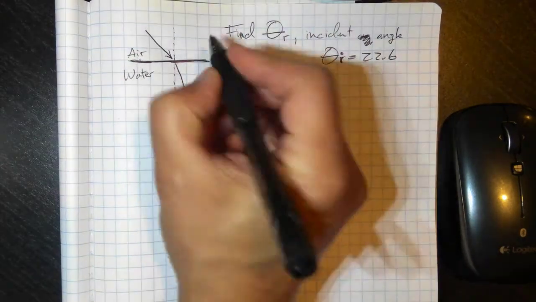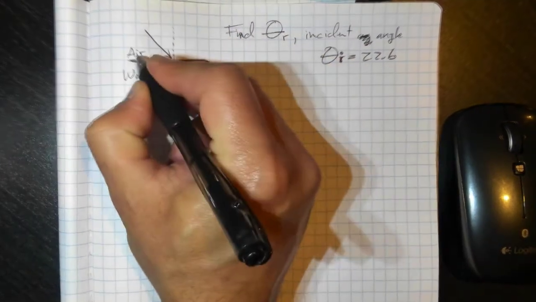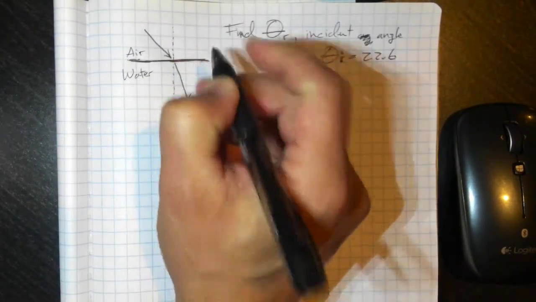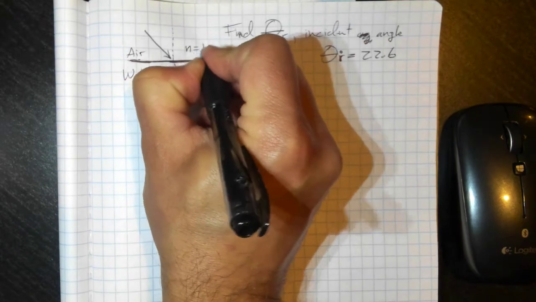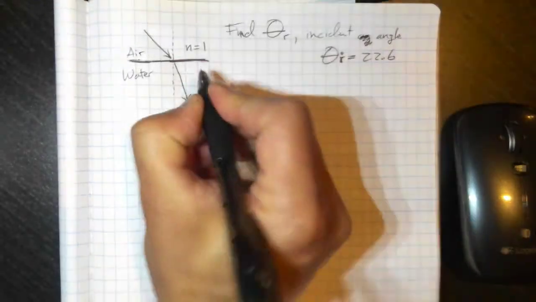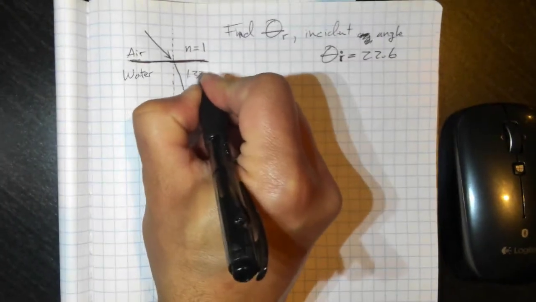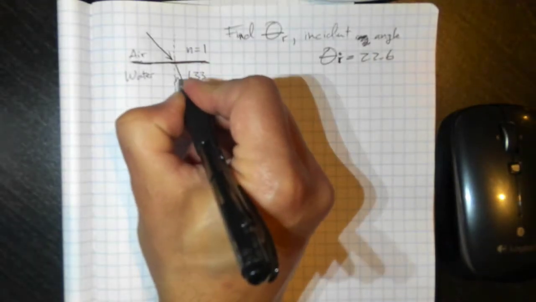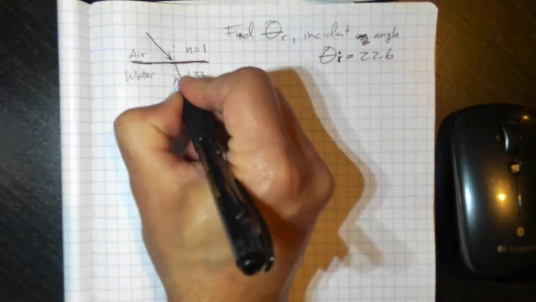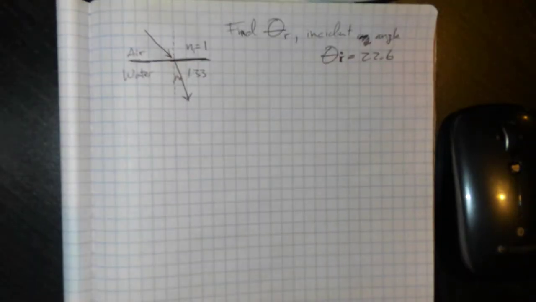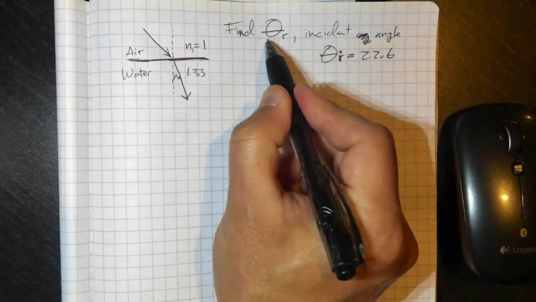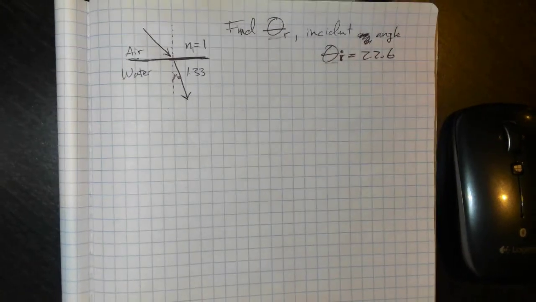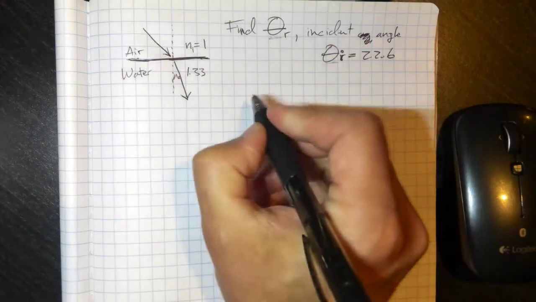So right away you would look at the problem and say, all right, I know that the index of refraction for air is 1. The index of refraction of water is 1.33. All right, so I have those two n's. So this will be n2, this will be n1. And I need to look for the refracted angle, and the incident angle is going to be 22.6 degrees.